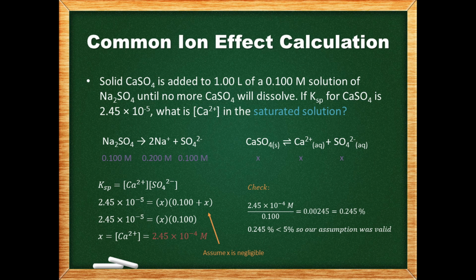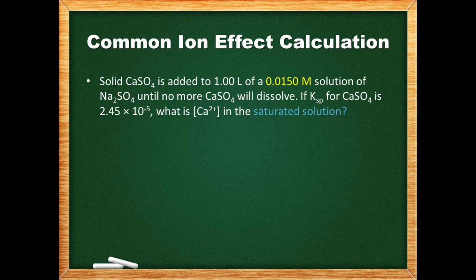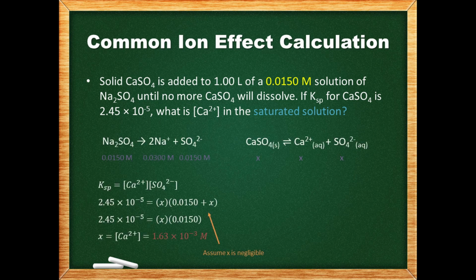So assuming x was negligible was indeed correct. Most of the time this will be the case. But what if x wasn't negligible? This question is set up like the previous one, except that we have a lower initial concentration of sodium sulfate. This time x is over 5% larger than 0.0150, so our assumption was not valid.